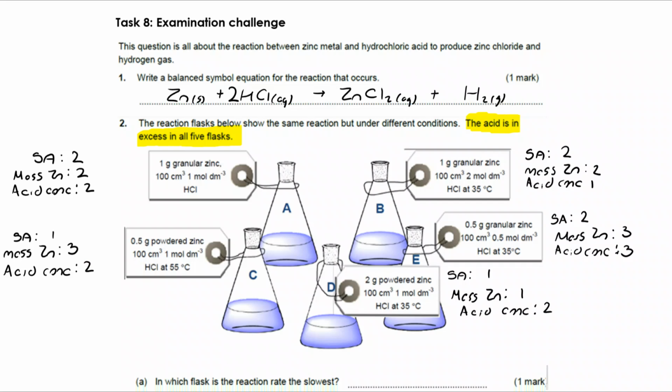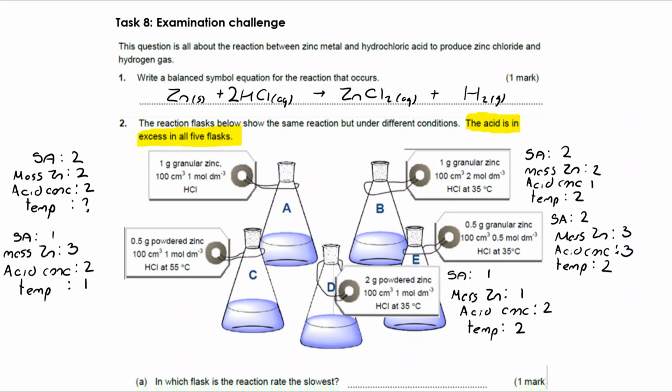And finally, I'm going to take a look at the temperature. Now, we weren't told the temperature in the first one, actually. We don't need it to answer this question. But we know a higher temperature, in the case of C, we can see it's 55. In all of the others, 35. We can see that that would lead to a higher rate of reaction.